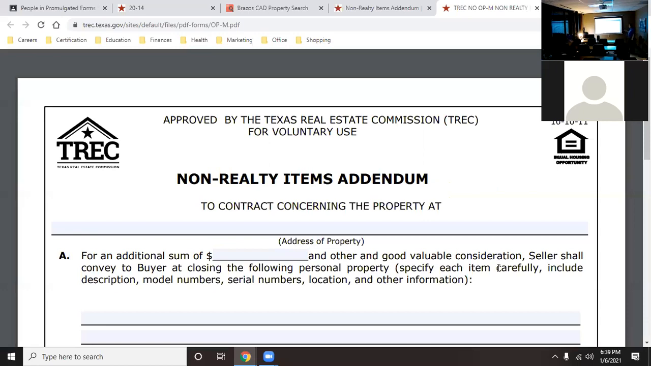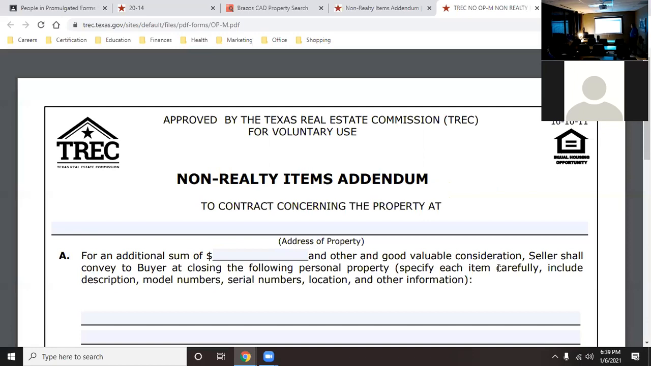Miss Linda, while you're talking, can you read that paragraph right there too? Can you see it? I can see some of it. Okay, read what you can. For an additional sum of whatever amount and other good and valuable consideration, seller shall convey to buyer at closing the following personal property.